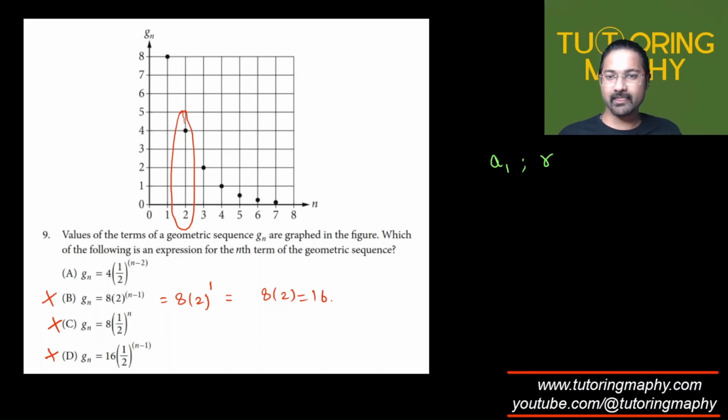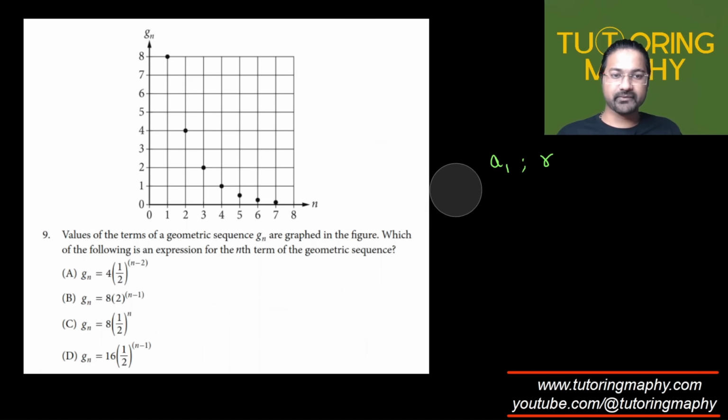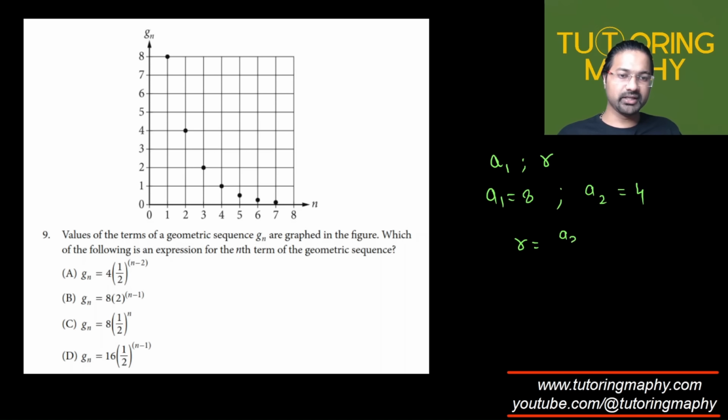That's one way. Another way, if you want to do the traditional way, is, of course, so you know the value of A1 already. It's given as 8. You know the value of A2 is given as 4. So the common ratio will be A2 over A1, which will be 4 over 8, which is just 1/2.